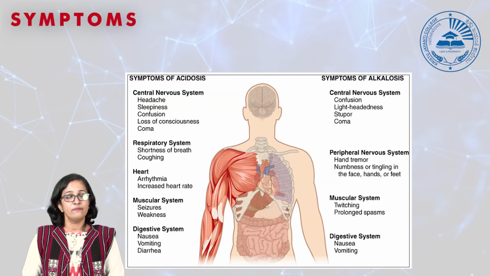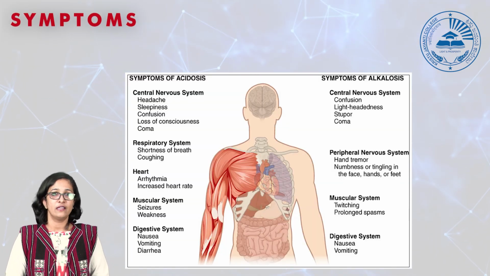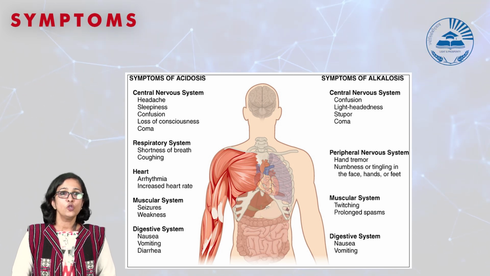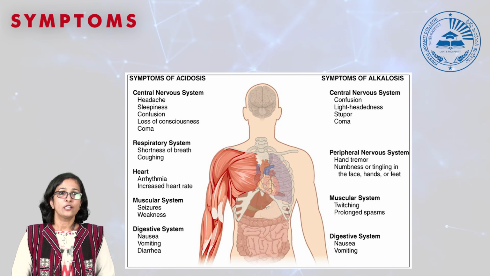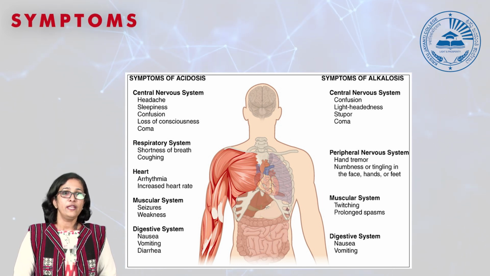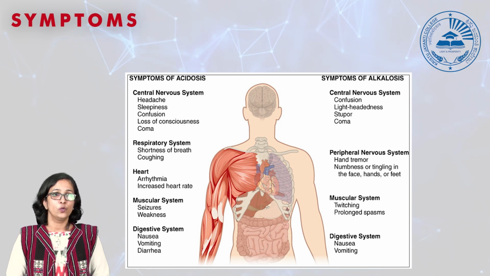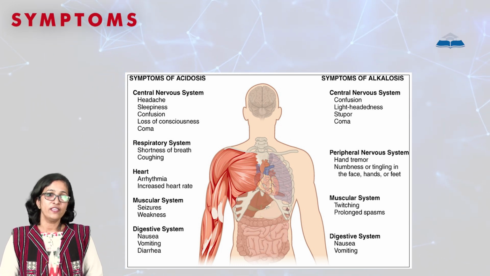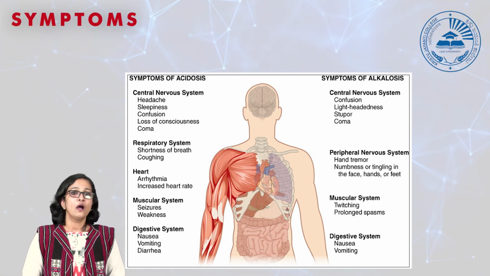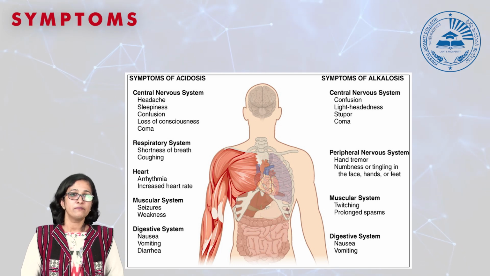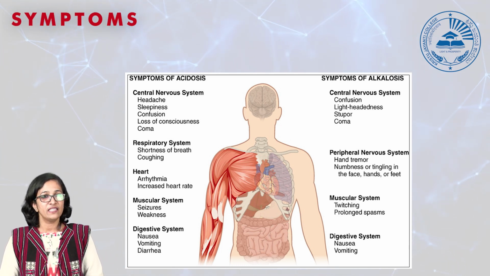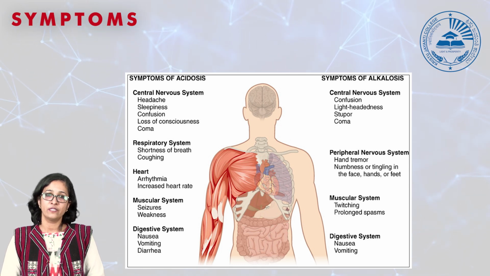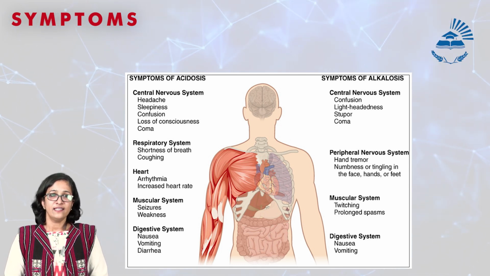I have done a comparison of the symptoms of acidosis and alkalosis in this slide. You can see the acidosis symptoms of the central nervous system include headache, sleepiness, confusion, loss of consciousness and going into coma. Respiratory system symptoms include shortness of breath and coughing, whereas the symptoms related to the heart include arrhythmia and increased heart rate, and the muscular system symptoms include seizures and weakness, and digestive system symptoms include nausea, vomiting and diarrhea.